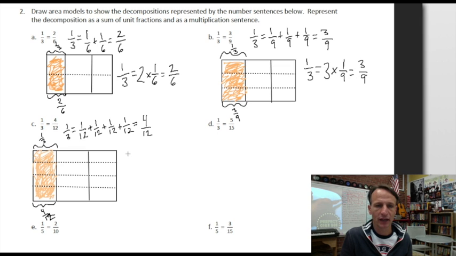When we say, well, how do I write that as a multiplication sentence? How many times did I write 1/12? Yes, 4 times I wrote 1/12. So that, again, still is 4/12.